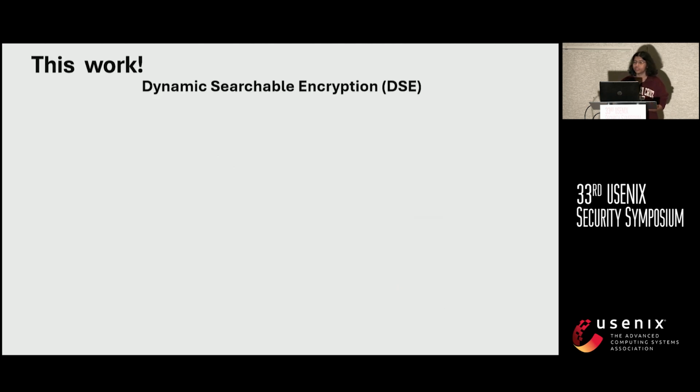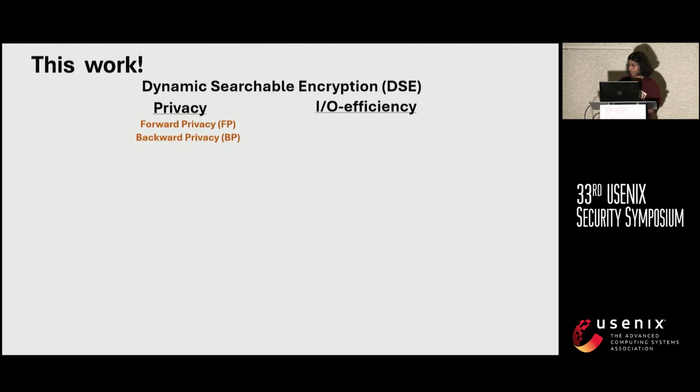In this work, we focus on two aspects of DSE schemes, privacy and IO efficiency. The two de facto privacy guarantees that a DSE scheme should have are forward and backward privacy. And one of the most studied efficiency dimensions for searchable encryption schemes is IO efficiency. We can improve the efficiency of the schemes if we can improve locality and read efficiency if the data is stored on HDDs, and by improving page efficiency if the data is stored on SSDs.